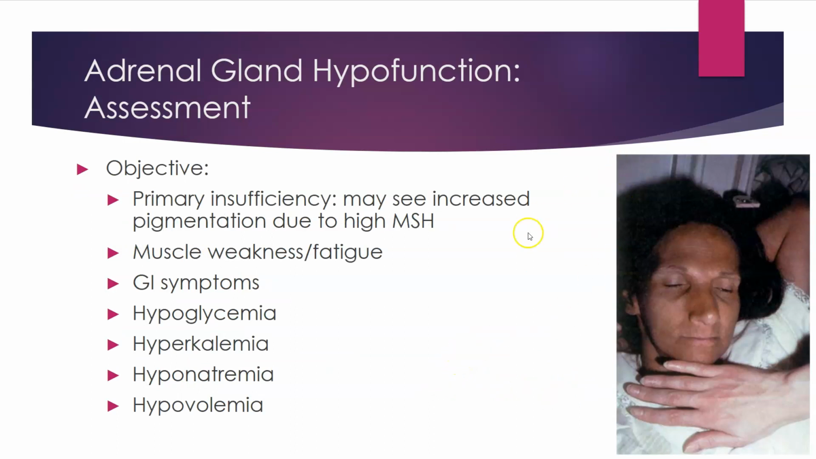Objectively, you might see an increase in pigmentation, and that's this color right here. Some people say that they kind of turn a bronze color. You might see some muscle weakness and fatigue. They might have GI symptoms, hypoglycemia, hyperkalemia, hyponatremia, hence why they might be ingesting more salt, and hypovolemia.